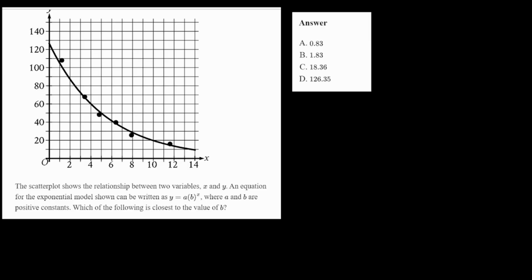This question shows a scatter plot with a relationship between x and y, where the equation is exponential, shown by the model y equals a times b to the x, where a and b are positive constants. Which of the following is closest to the value of b? So we have the function y equals a times b to the x. So first let's get our y-intercept, which is our a value, which is about 125. So we know y equals 125 times b to the x.